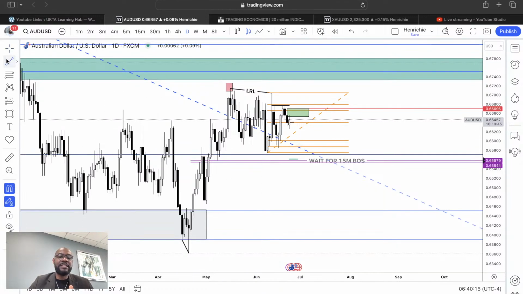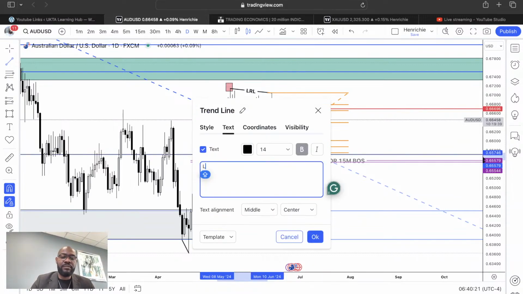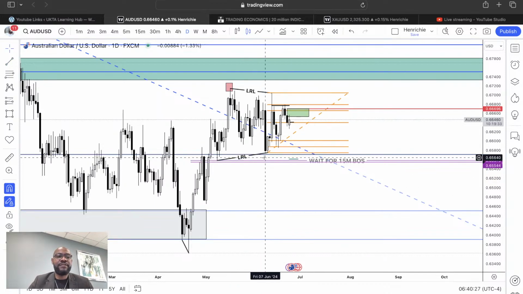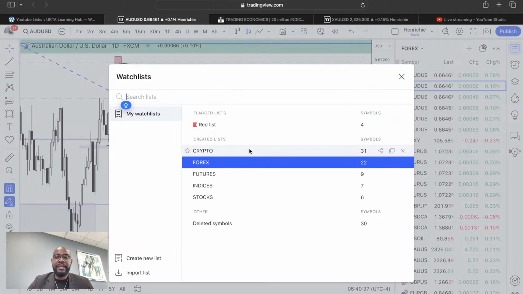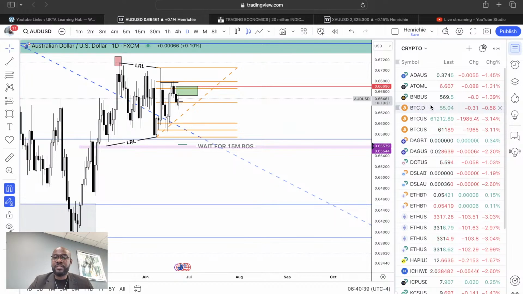In as much as I'm anticipating for price to come down there, I'm still not going to be looking for a sell. I'll only wait for price to come down, and then I'll look for potential buys to continue higher. So that is my analysis for AUD US dollar, and we're going to also take a look at cryptos as well. They seem to be dropping really so much today, and I'll share my thoughts as well.